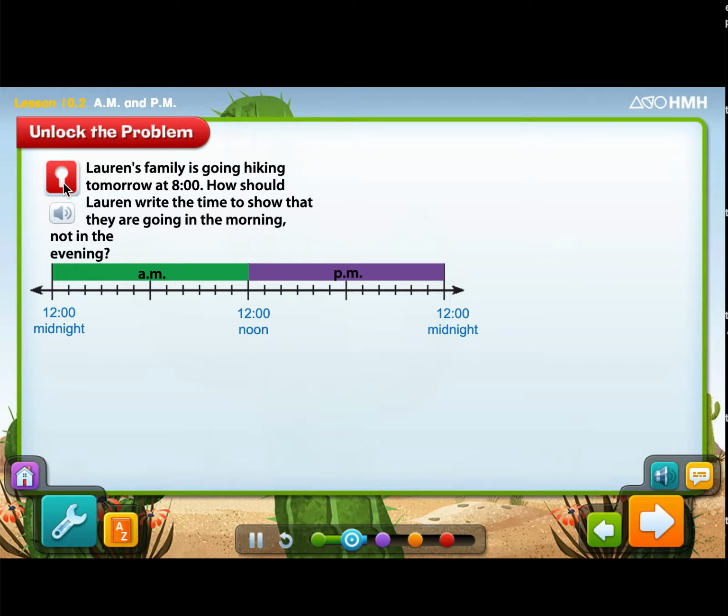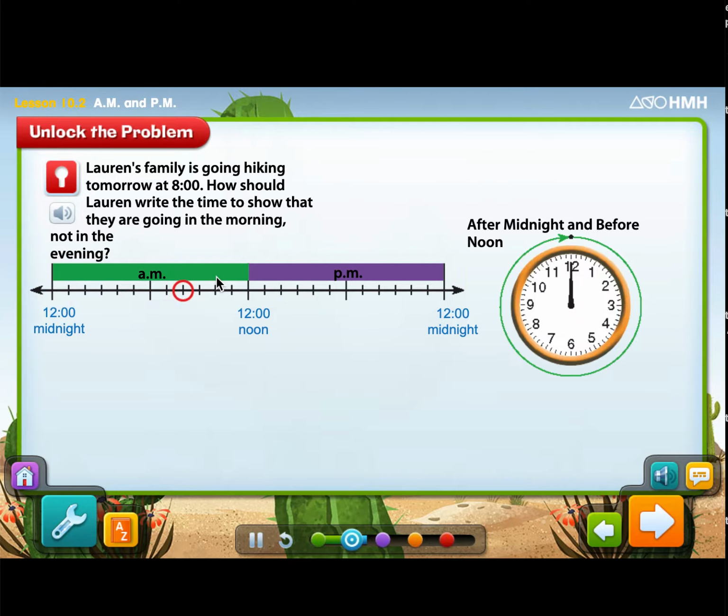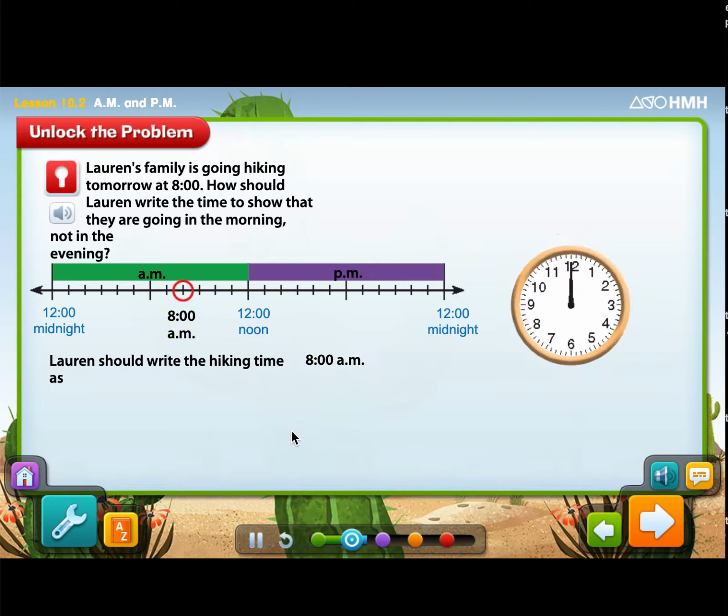Lauren's family is going hiking at 8 o'clock in the morning. Where would you show this time on the number line? 8 o'clock in the morning is after midnight and before noon. How should Lauren write the time her family is going hiking? 8 o'clock AM.